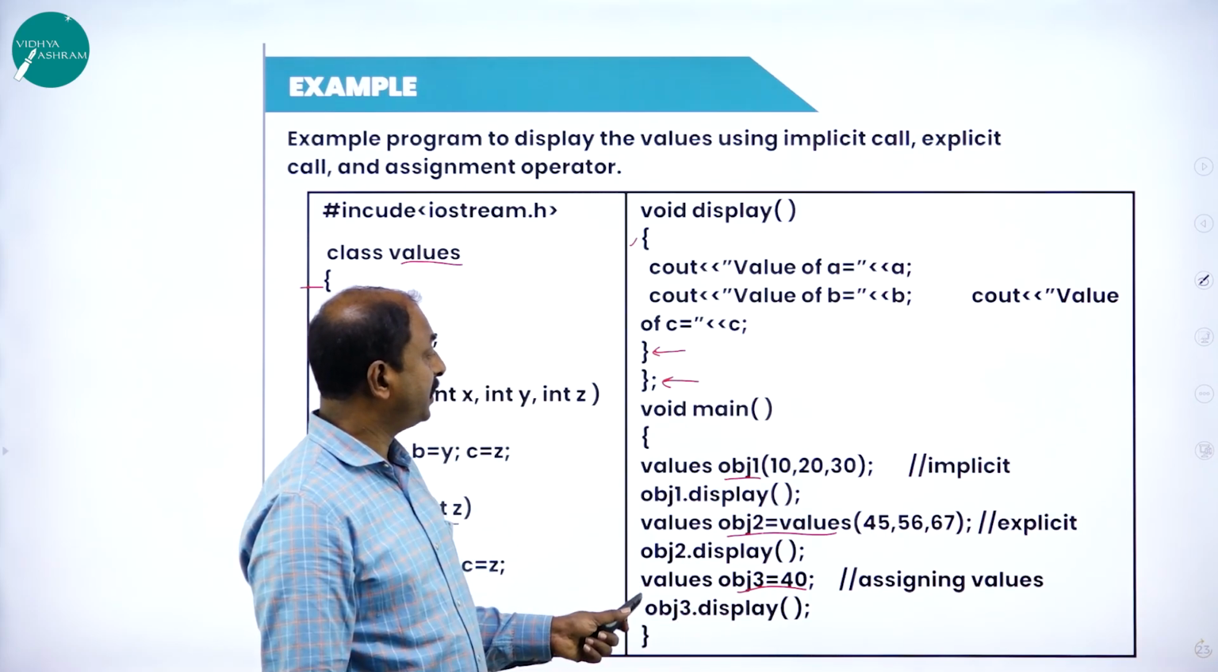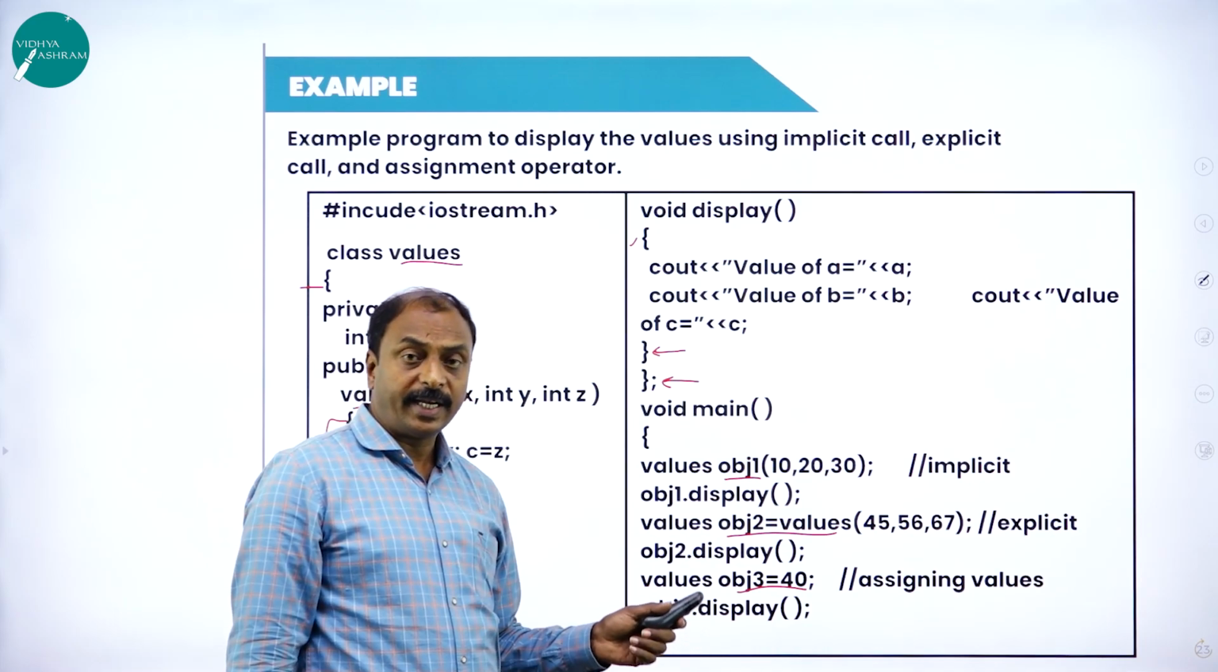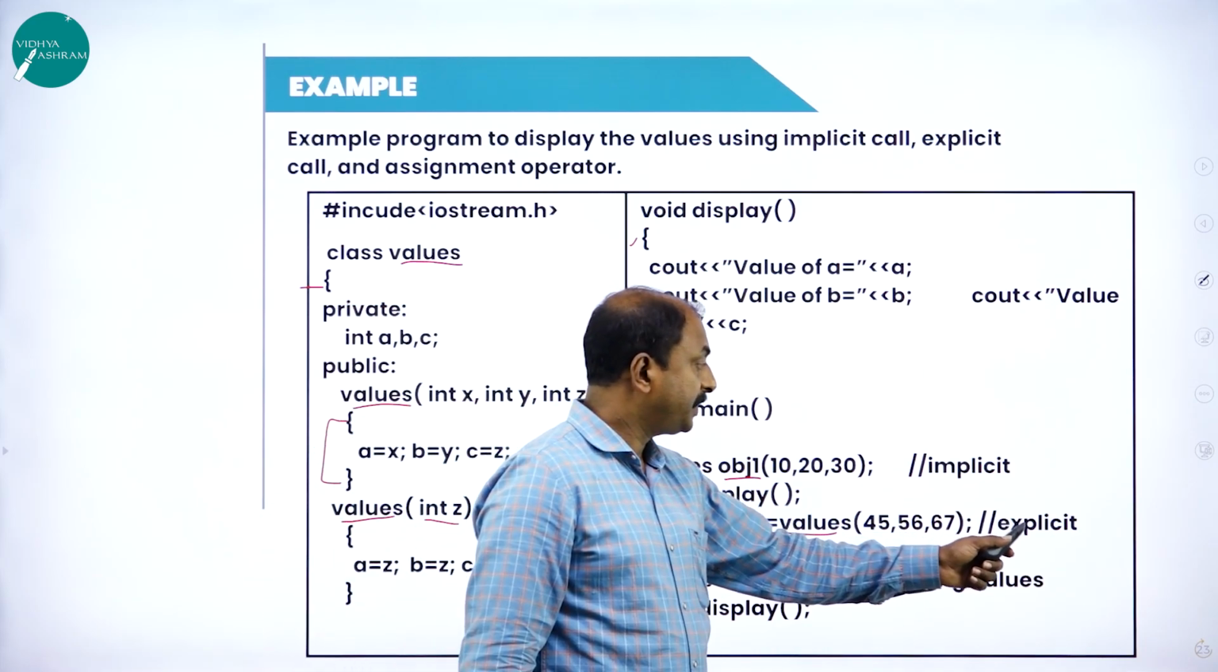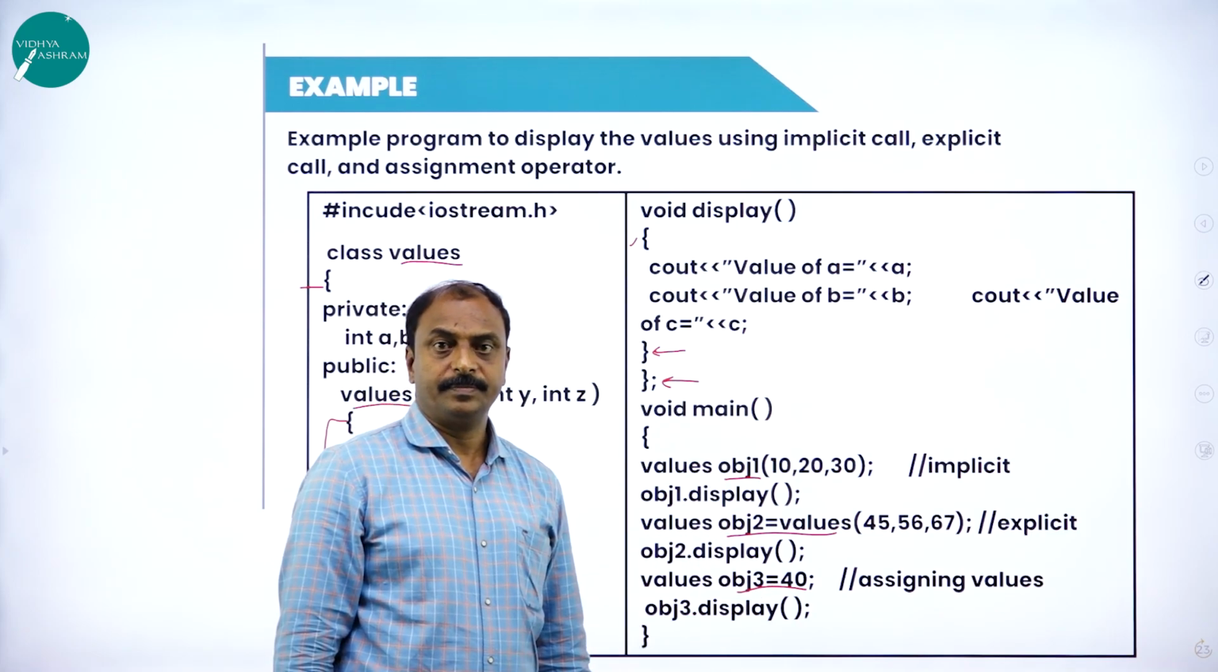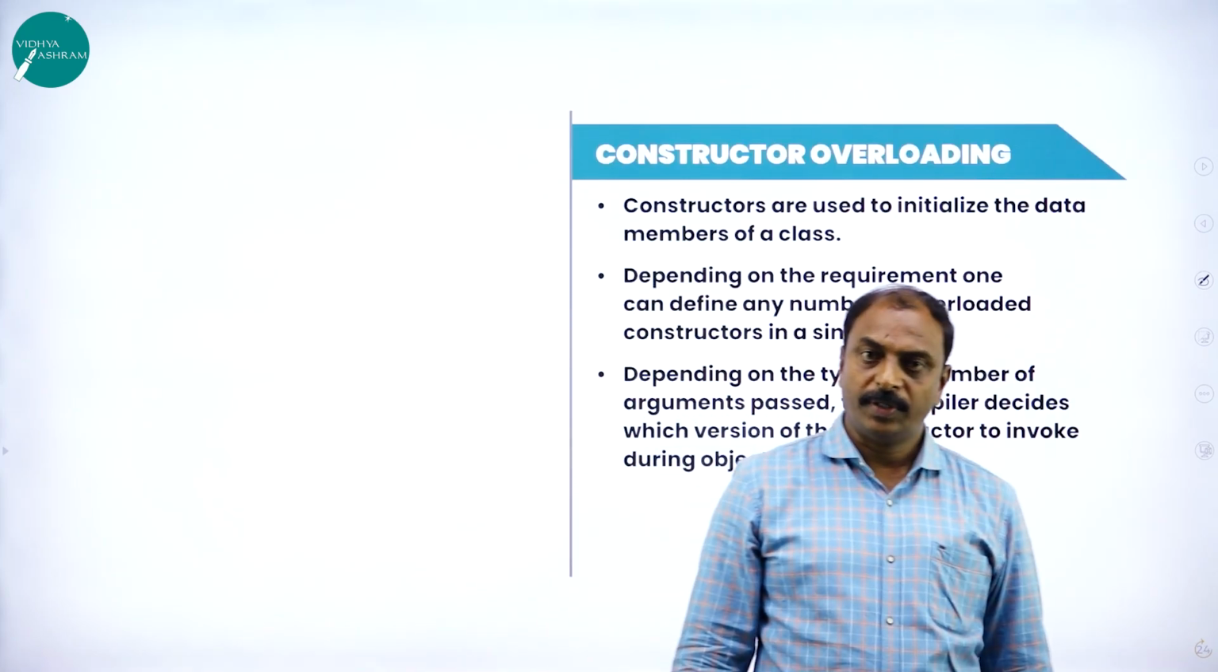So this example shows the working of different types of constructors, implicit and explicit, and we are assigning the values through the assignment operator. Now let us move on to the next concept.